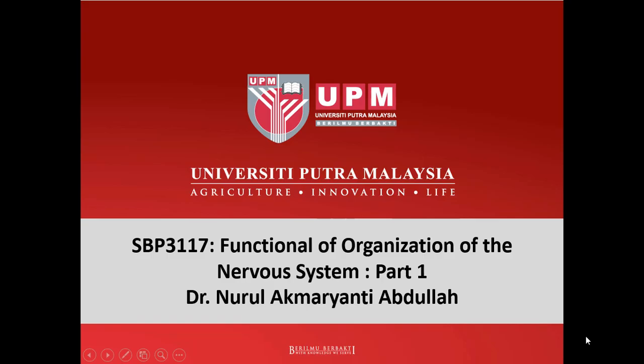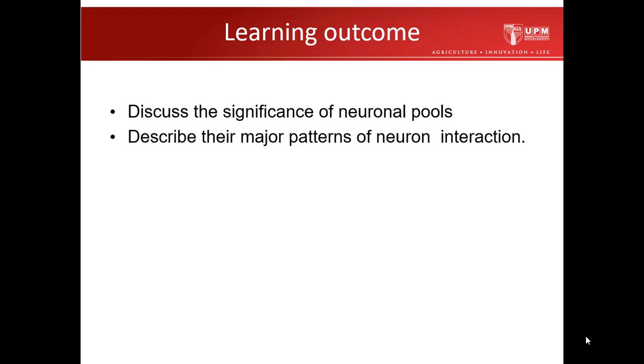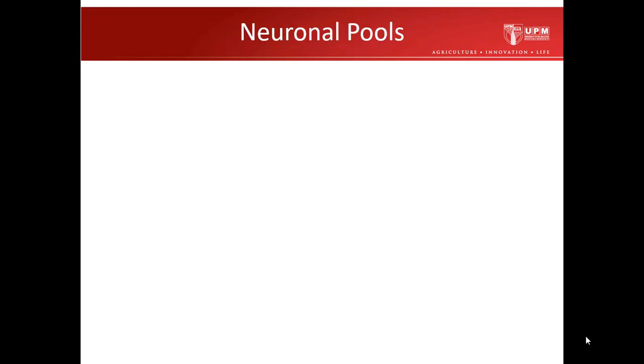Hi everyone, today we're going to cover another topic under the nervous system, which is the functional organization of the nervous system. This is going to be the first part of this topic. Of course, before we start, we need to know the learning outcomes. In this part, we're going to discuss the significance of neuronal pools and describe their major patterns of neuron interactions.